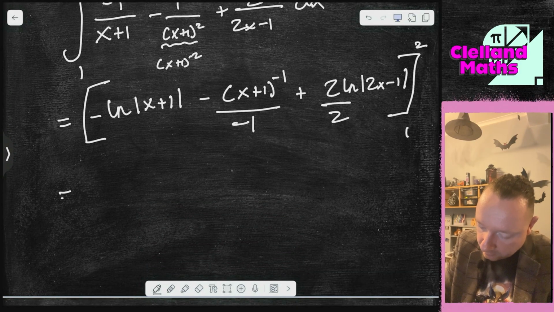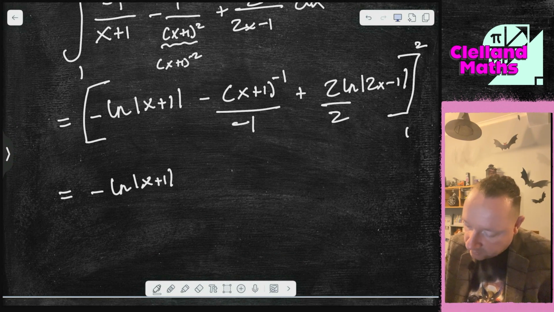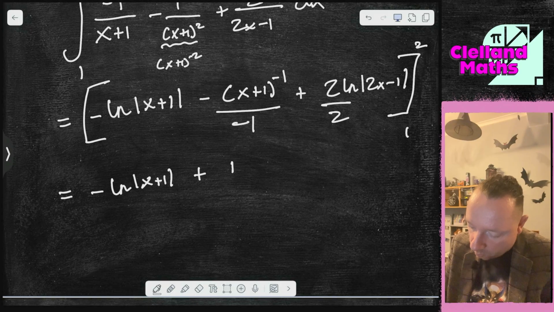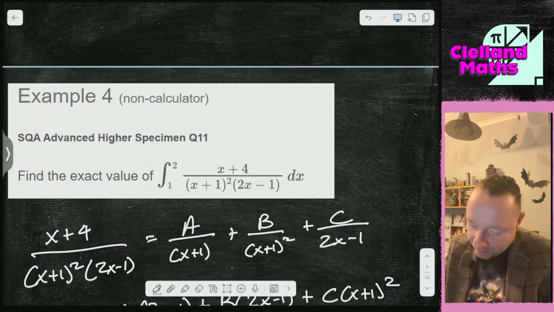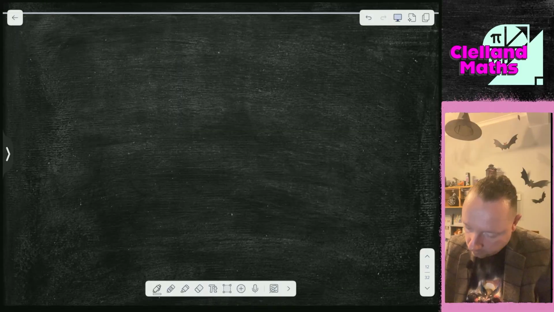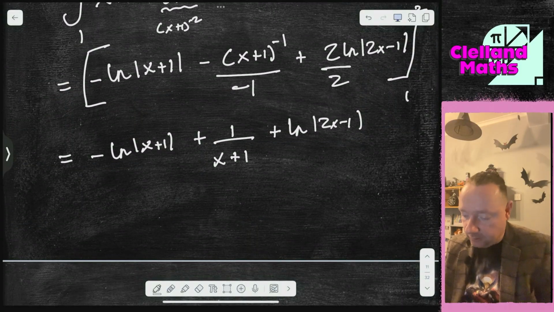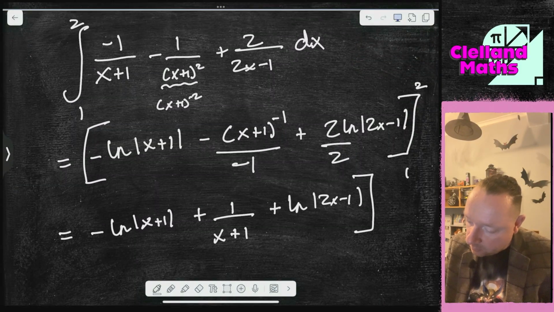So that gives me minus log x plus 1. Minus divided by minus is plus. So plus 1 over x plus 1 plus 2 divided by 2 is 1 log 2x minus 1. Now the question did want the exact value. So we're going to be manipulating this. And that's between 1 and 2.